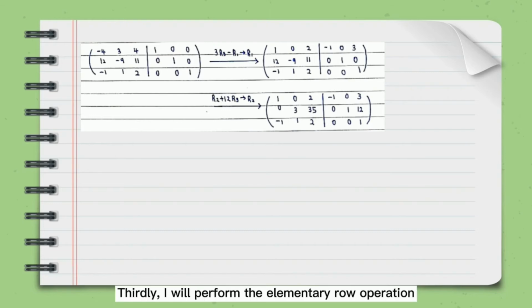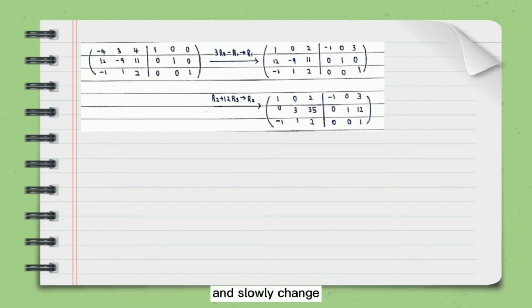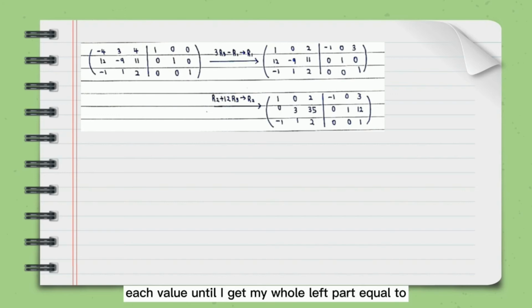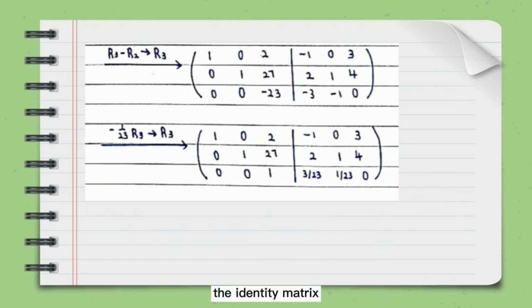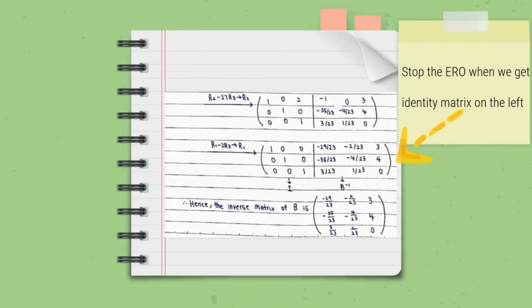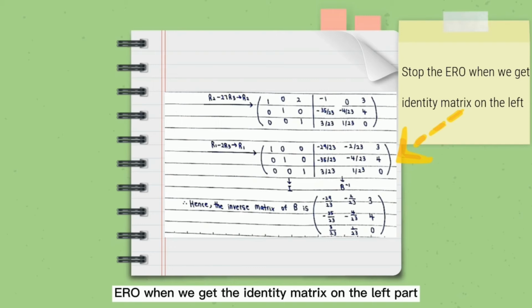Thirdly, I will perform the elementary row operation and slowly change each value until I get my whole left part equals to the identity matrix. Lastly, stop the ERO when we get the identity matrix on the left part, and then the whole right part will be our final answer.